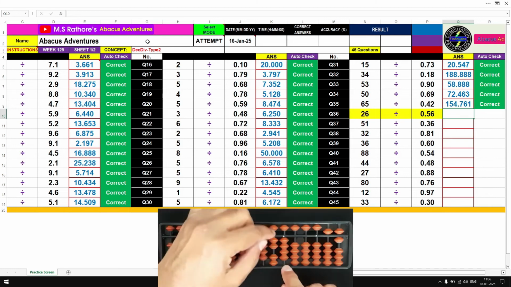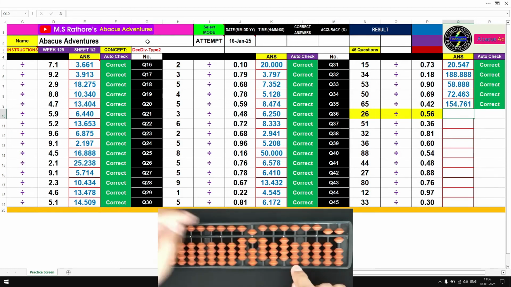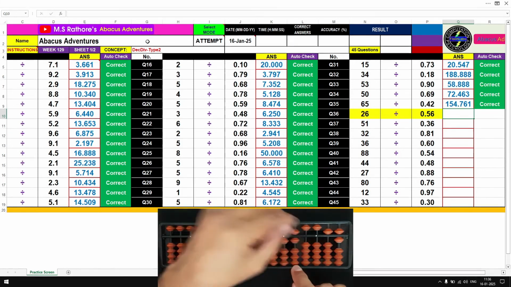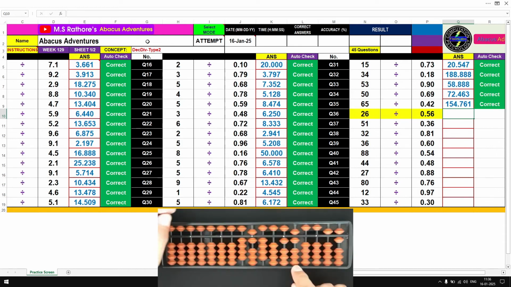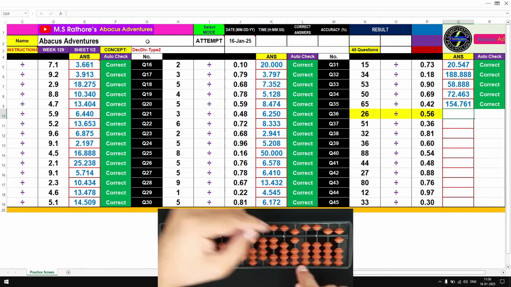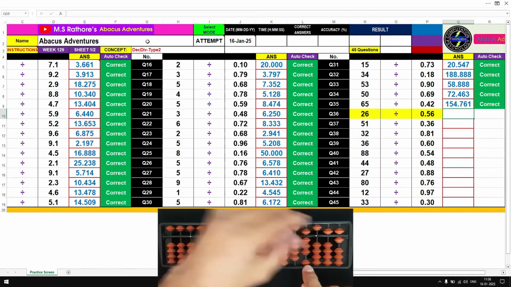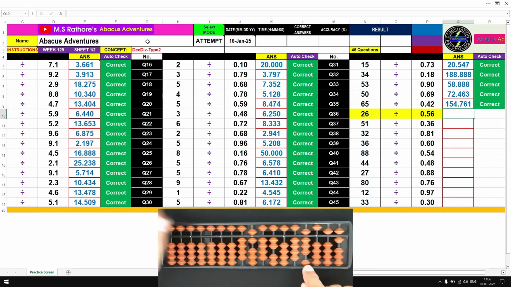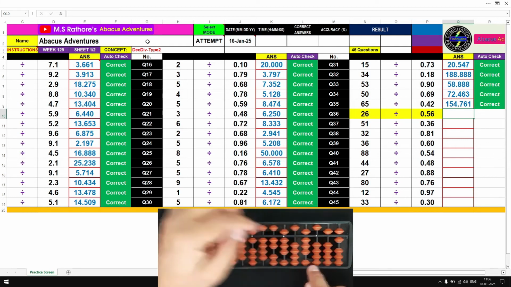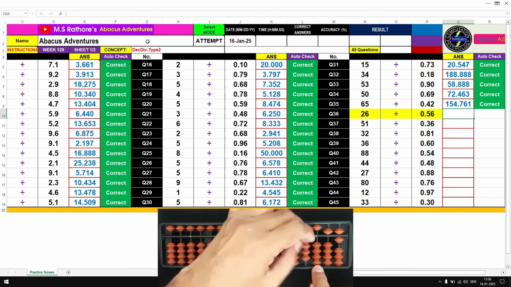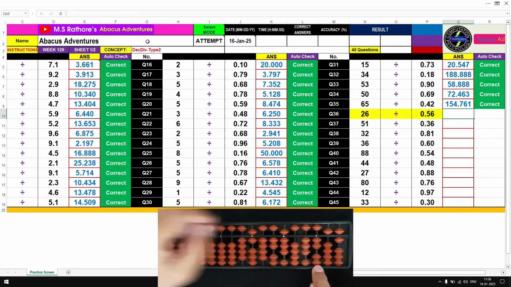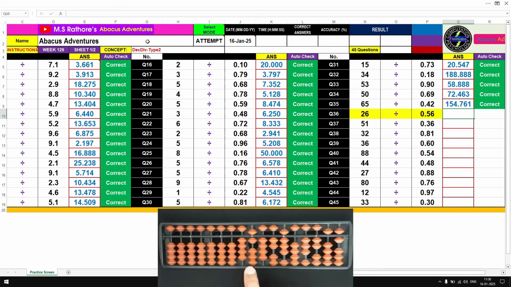5 fours are 20, shifted, 6 fours are 24, new number is 16. 5 twos are 10, 6 twos are 12, new number is 48. 5 eights are 40, 6 eights are 48, and the answer is 46.428.